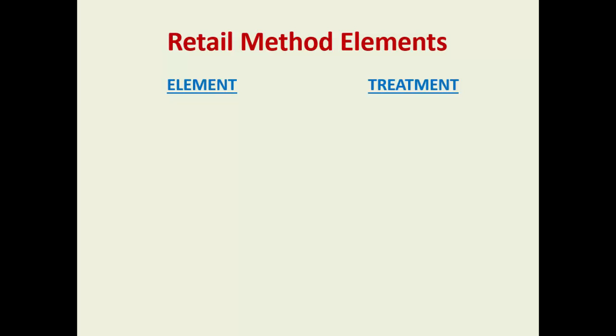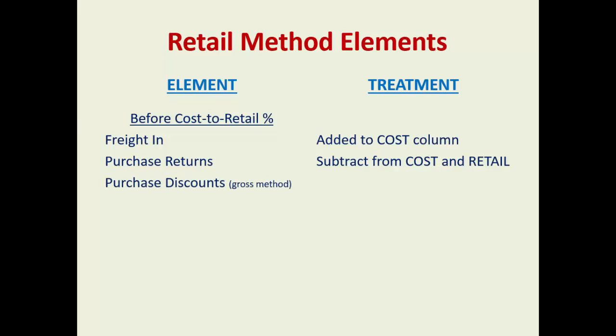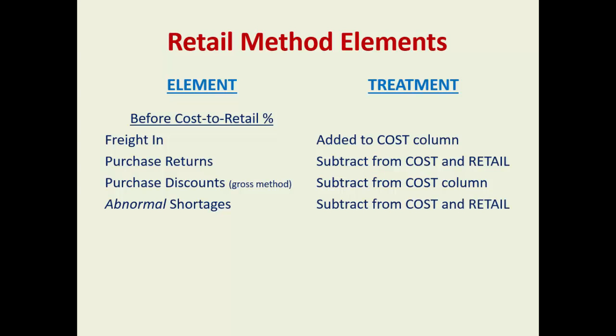So retail method elements. Before cost to retail percentage, you add to the cost column freight in. You subtract from the cost and the retail column purchase returns. You subtract only from the cost column the purchase discounts using the gross method. Abnormal shortages are a subtraction from both columns.